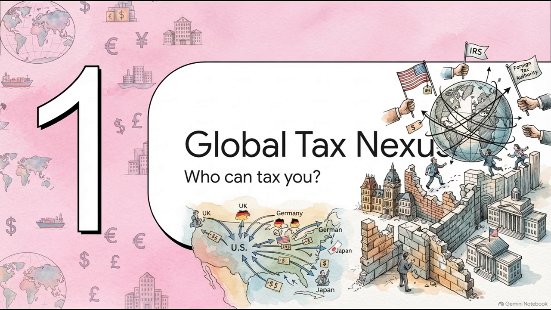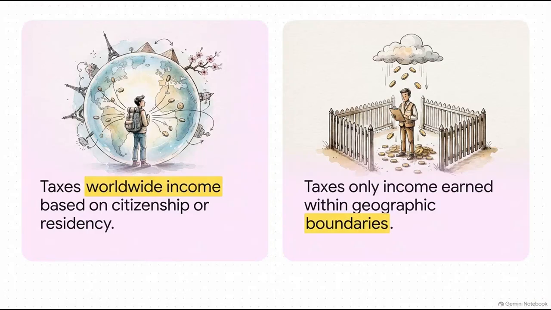Let's kick things off with Stage 1, the global tax nexus. This is really the biggest initial hurdle of any international expansion, because you have to figure out which government actually has the legal right to tax you in the first place. National governments generally claim the right to tax based on one of two main concepts. First, you have residence-based jurisdiction. That means the country taxes your worldwide income simply because you're a citizen or a resident there.